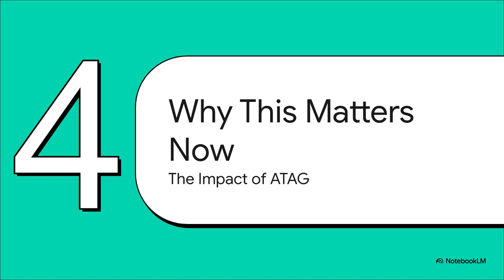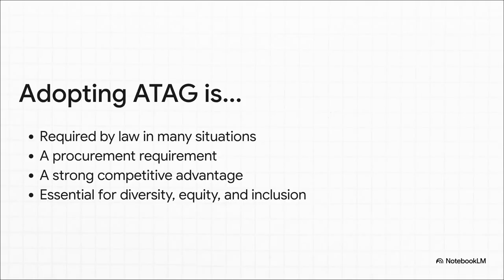Okay, so we've seen the problem and we've seen the solution. That leaves us with one last really important question. Why should you care about this right now? Well, let's just tick them off because the reasons are huge. First off, in many places, accessibility is the law. Second, if you want to sell your software to big organizations, especially government or schools, they often require it. They literally won't buy your product otherwise.